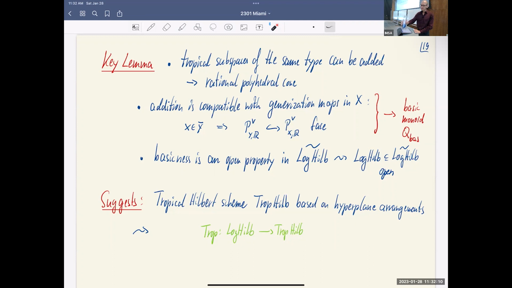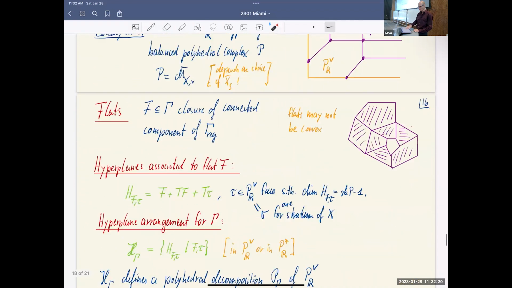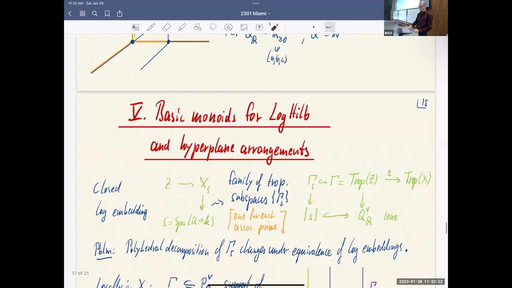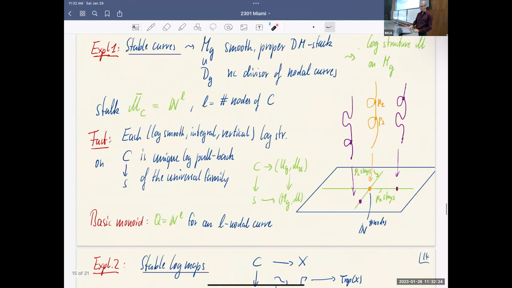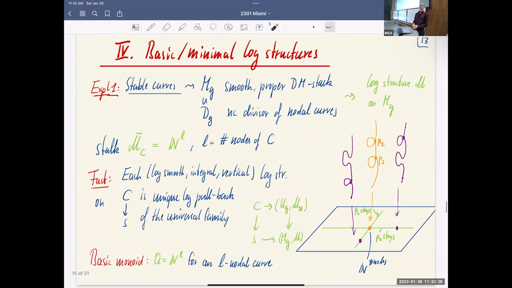Well, what was the role of this minimal structure that you can make? The what? The minimal log structure. Minimal, not o-minimal. Okay. Just minimal. It's the same as basic. I like basic. Some other people don't like basic, and they say minimal. Okay. So right.